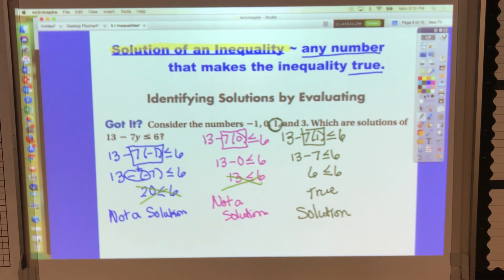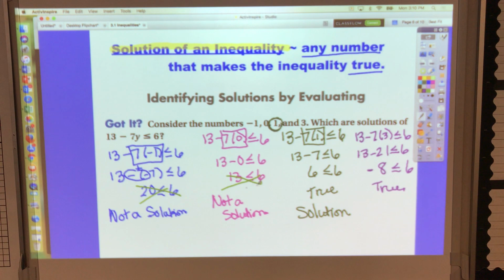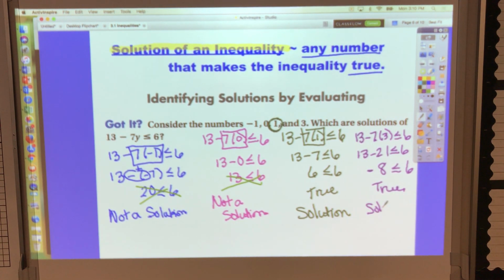And the last one they wanted me to check is 3. So if I have 13 minus 7 times 3 should be less than or equal to 6. So I have 13 minus 21 less than or equal to 6. Now since 21 is bigger and it's negative, I know my answer is going to be negative, and this is negative 8 is less than or equal to 6, which again gives me a true statement. You don't have to write "true"; I'm just writing that so you can tell the difference as to why it's a solution versus not a solution. So since that's true, 3 is also a solution.